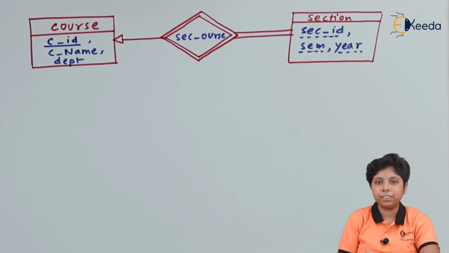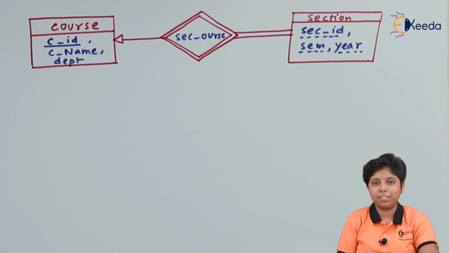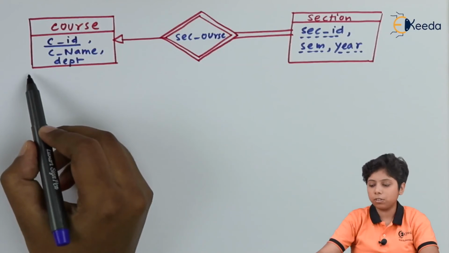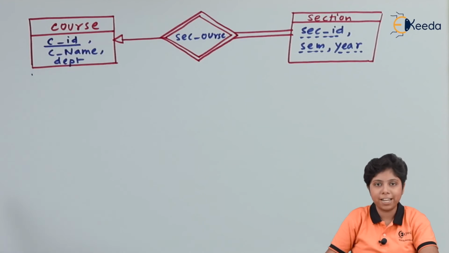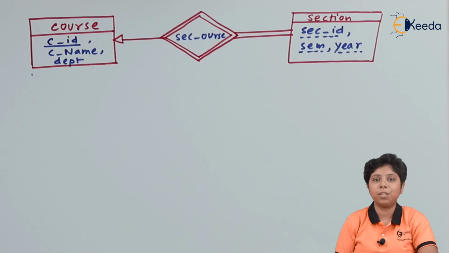Now, let's look at the ERD for a weak entity set. What are the changes that we can see? First, the course is a divided rectangle with the relation name and the primary key as CID, and course name and department as other attributes. Let's look at the section, which is the weak entity set in this ERD.